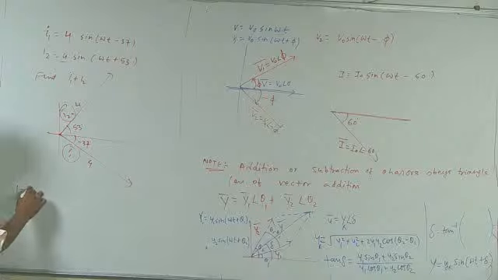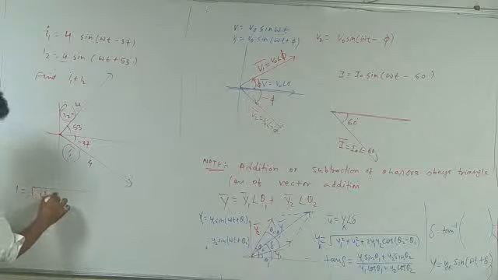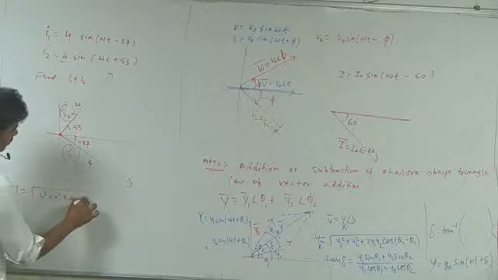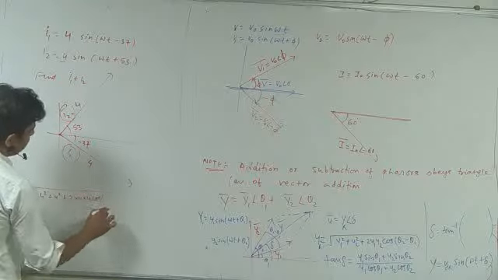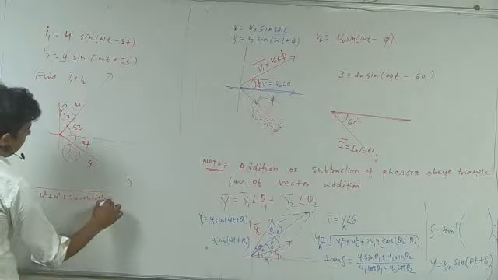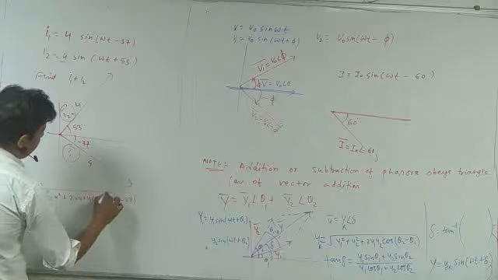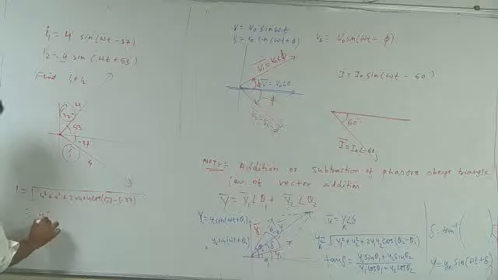I will be under root of 4 square plus 4 square plus 2 into 4 into 4 into cos of 53 minus of minus 37. How much will we get here? 4 root 2.